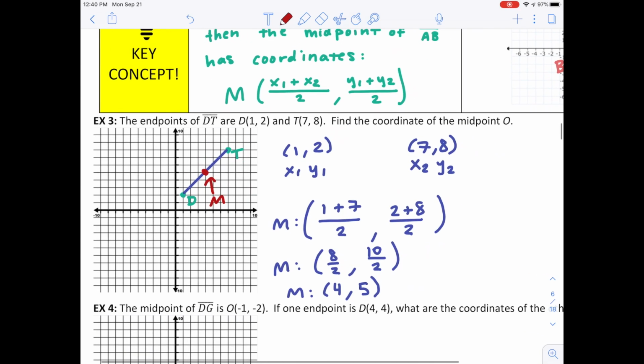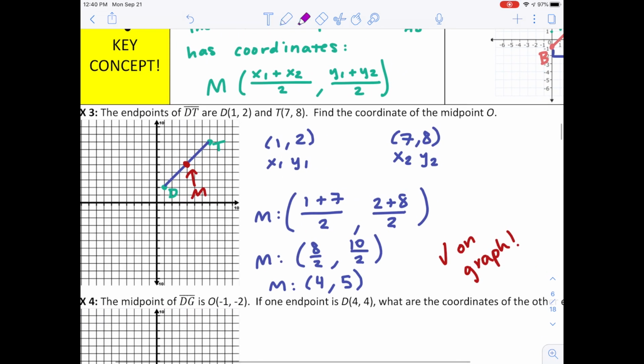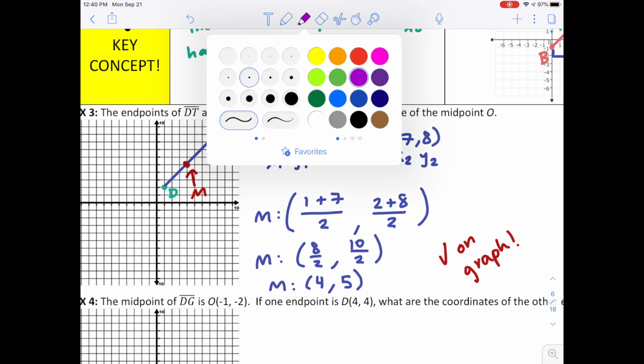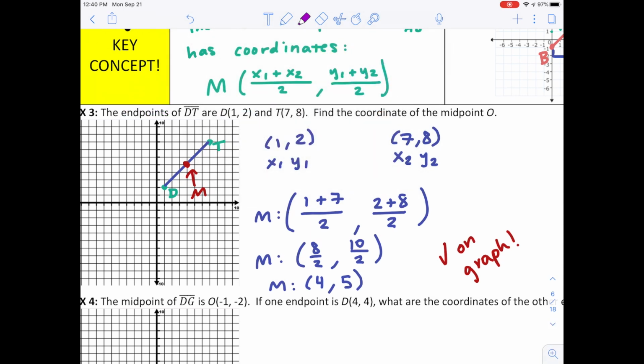So I always suggest you check on the graph. It's an easy way to make sure you're going to get full credit. Now, we do need to be careful when we're reading these because I might throw you a curveball, which is what happens in the second example. So notice in that first example, I gave you the 2 endpoints.